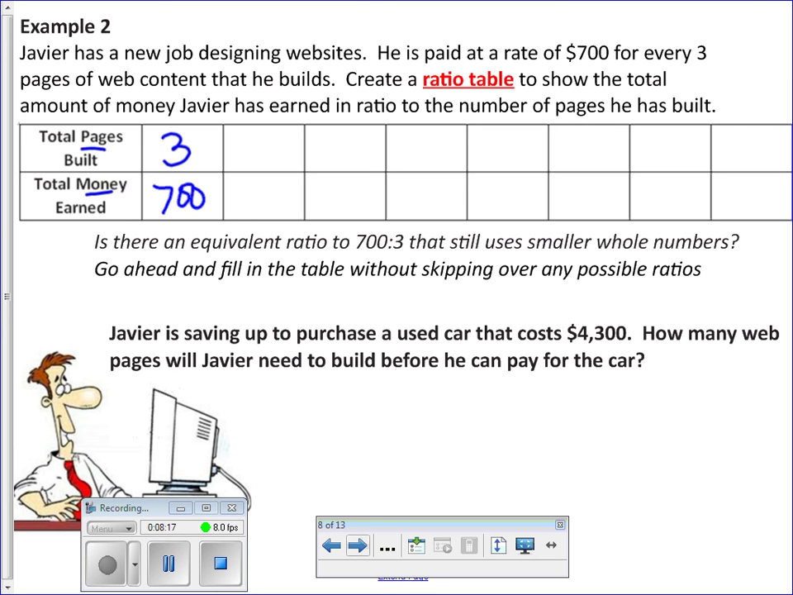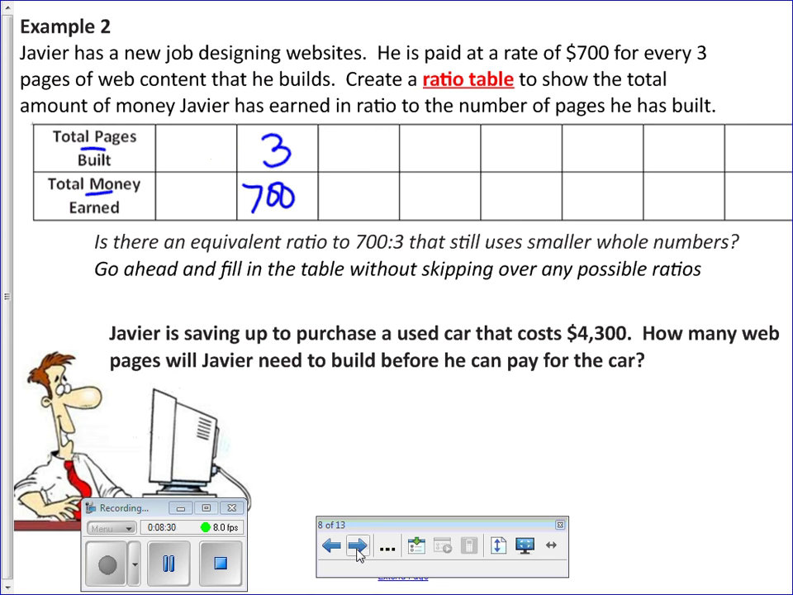The money is 700. Can I scale that down to find out how much you would get paid per page? Suppose I wanted to scale that down. Is that something that I could do? What would I have to do to get that down to 1? I would have to divide them both by 3, because 3 divided by 3 is 1. So 700 divided by 3. Is that going to work evenly? I know from my divisibility rules that's not going to work. So can I scale that down? No. That's the smallest unit that I'm going to be able to use.